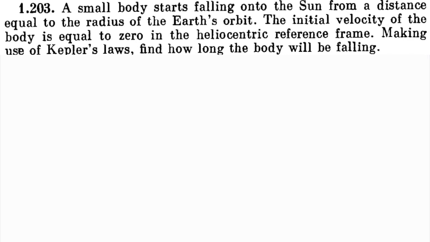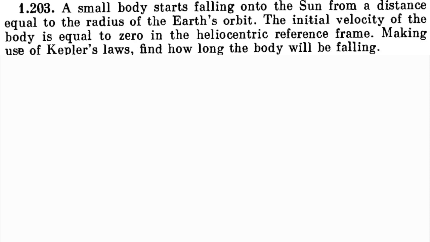So let us begin with the fifth problem in this series, problem number 1.203. The problem states: a small body starts falling onto the sun from a distance equal to the radius of the Earth's orbit. The initial velocity of the body is equal to 0 in the heliocentric reference frame. Making use of Kepler's law, find how long the body will be falling.